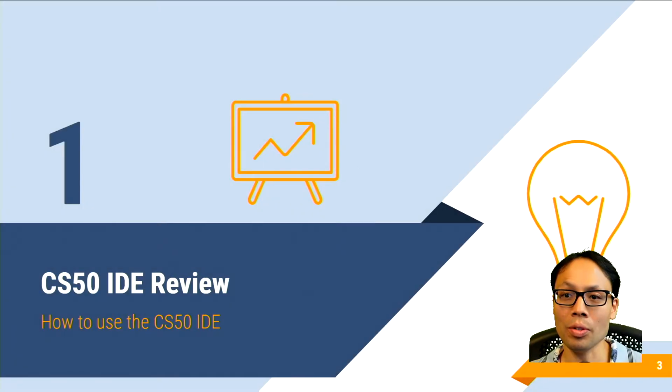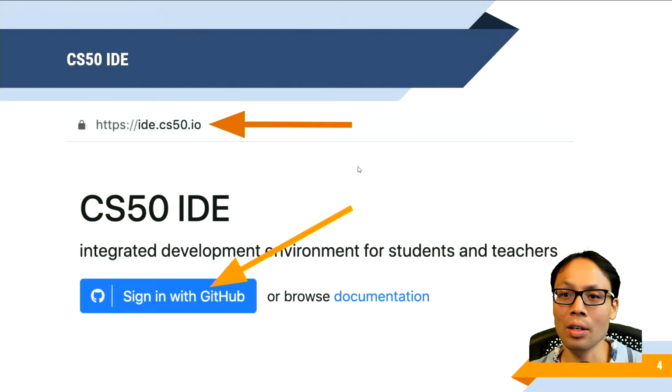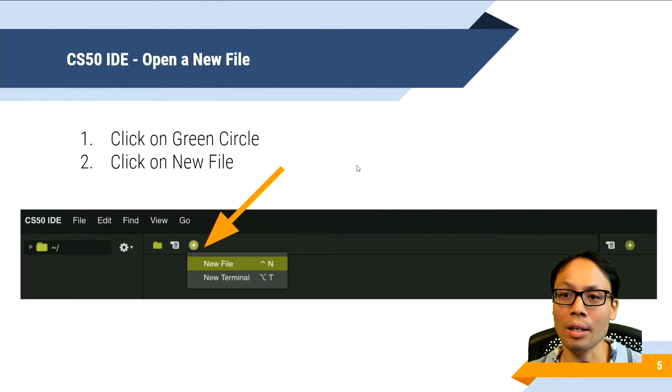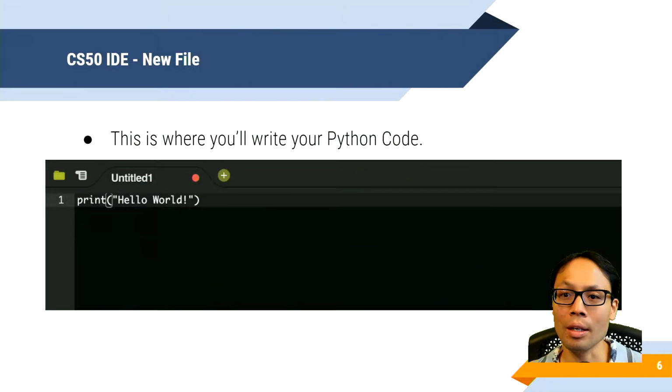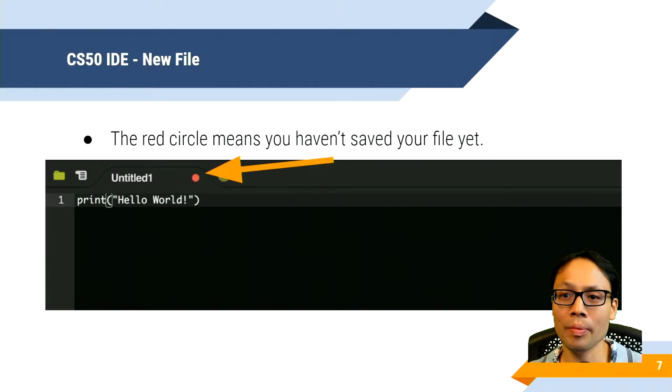All right, so just quickly to review the CS50 IDE. First off, it's located at ide.cs50.io. Sign in with your GitHub credentials. To create a new file, click on the circle green button and click on New File. And this is where you'll write your Python code. Today, we'll also be writing some HTML code.